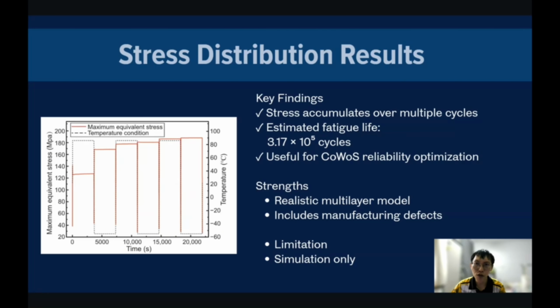Overall, this paper demonstrates that the TSV RDL interface is a critical reliability bottleneck in CoWoS packaging. Understanding this failure mechanism can help engineers design more reliable interposers for future AI and high-performance computing applications. That's all from me, and now I will pass to my other member.